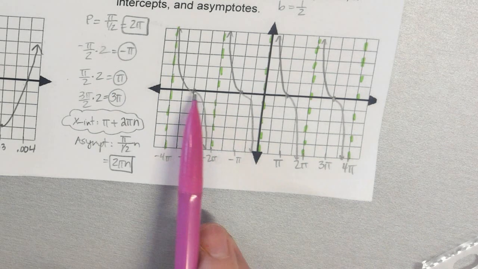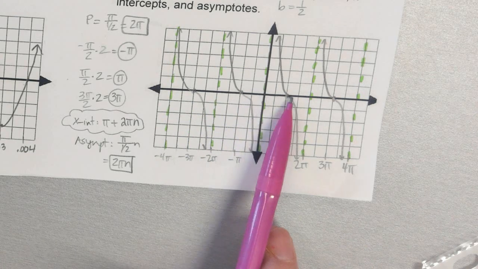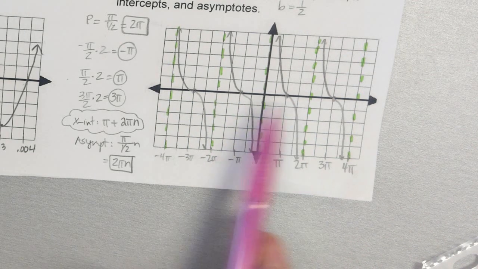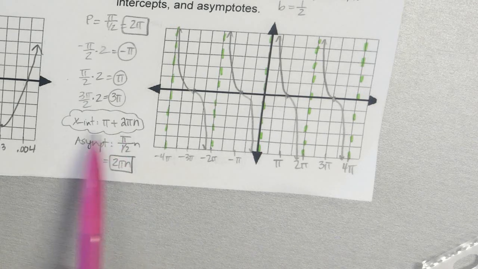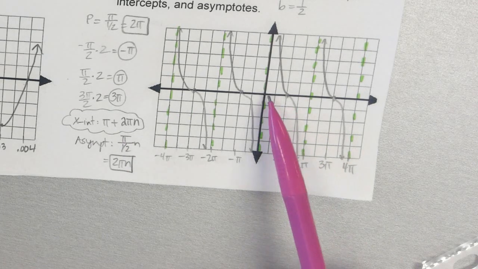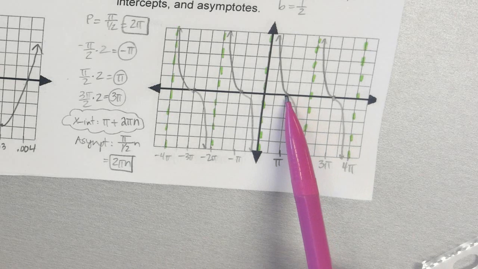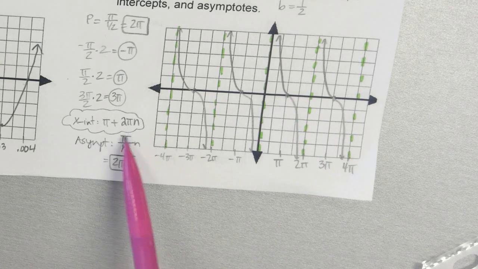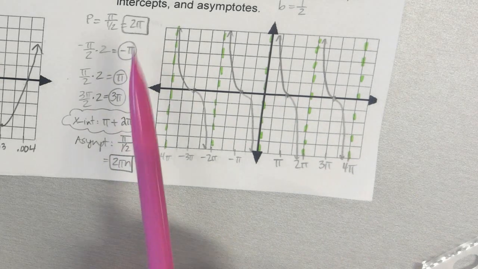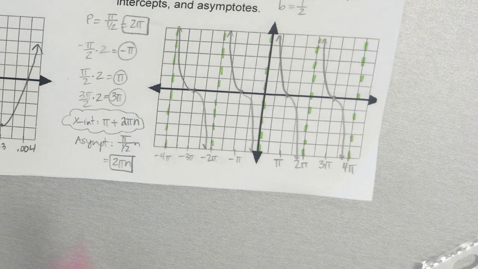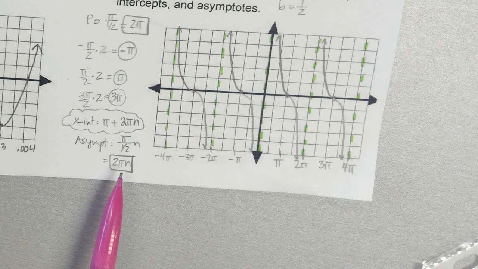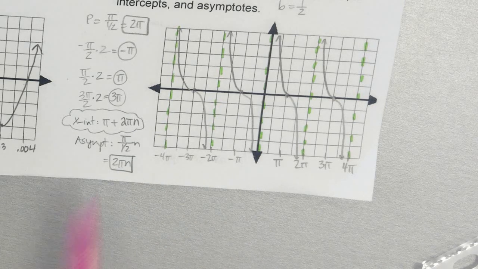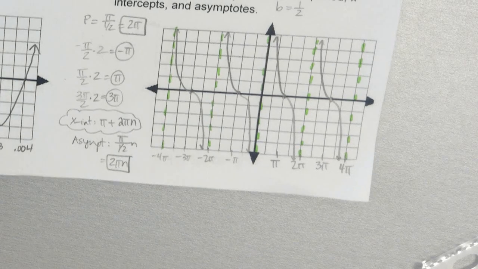Then you just keep going, in this case for 49 it was every 4 units. Just put your x-intercepts on there. And again, when you see the x-intercept equation, it's going to be 0 or above. So it's pi plus 2 pi n because 2 pi is the period. The asymptote equation is just pi over b n. So 2 pi n for the asymptotes.